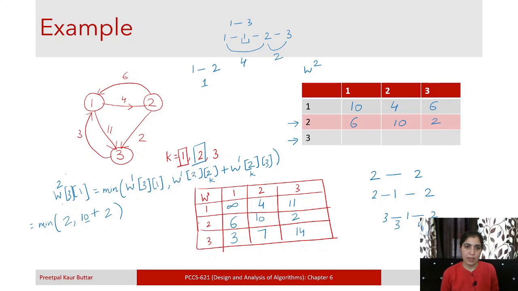I is 3, J is 1. Okay. So what is 3 comma 1? It is 3. 3 comma 2 is 7 and 2 comma 1 is 6. So we have minimum already. Now let's move to 3 comma 2.